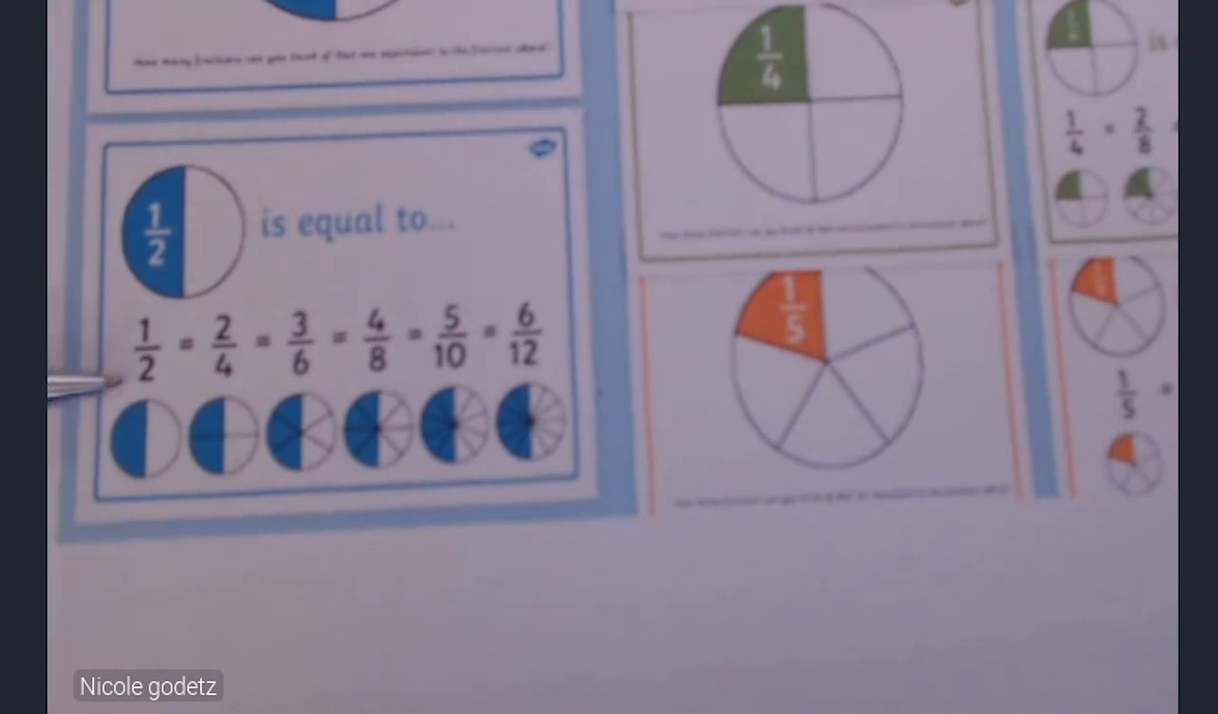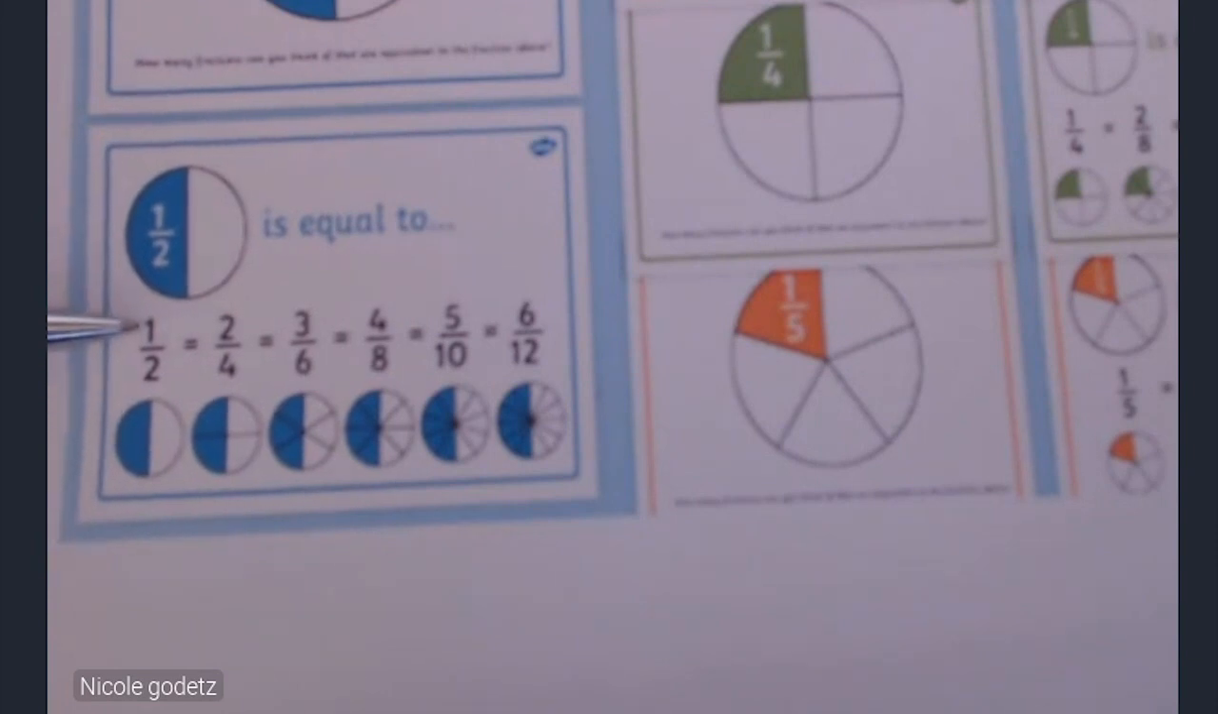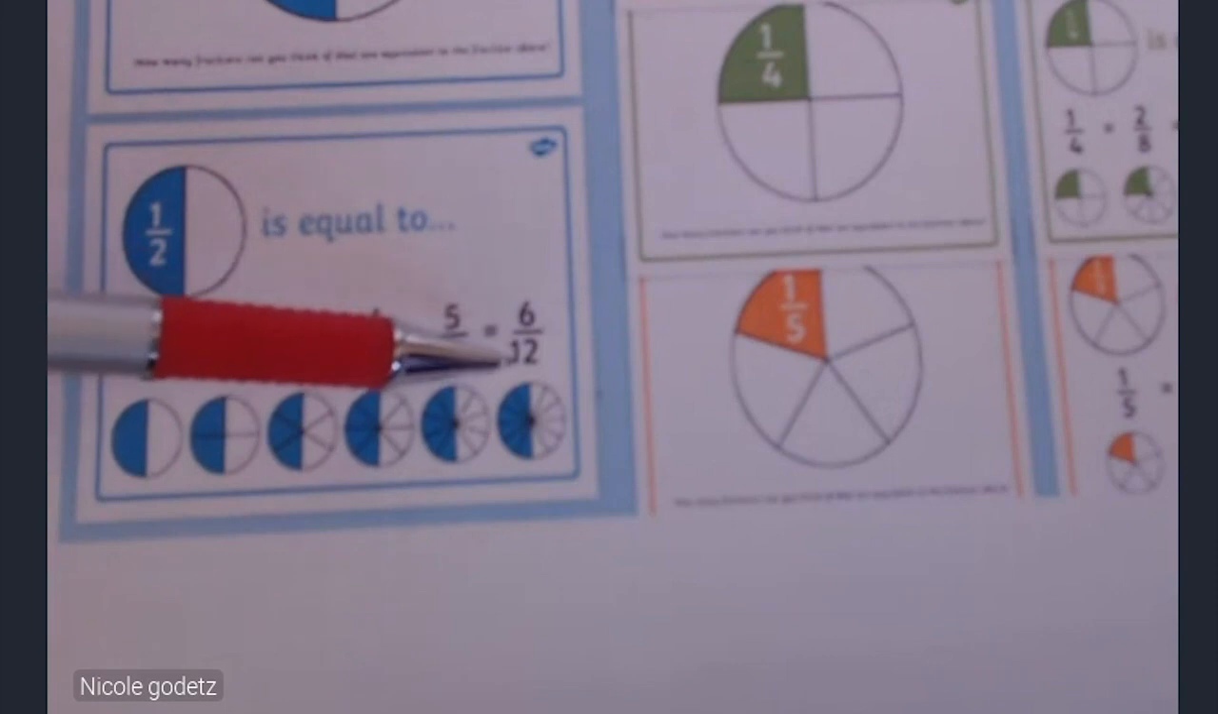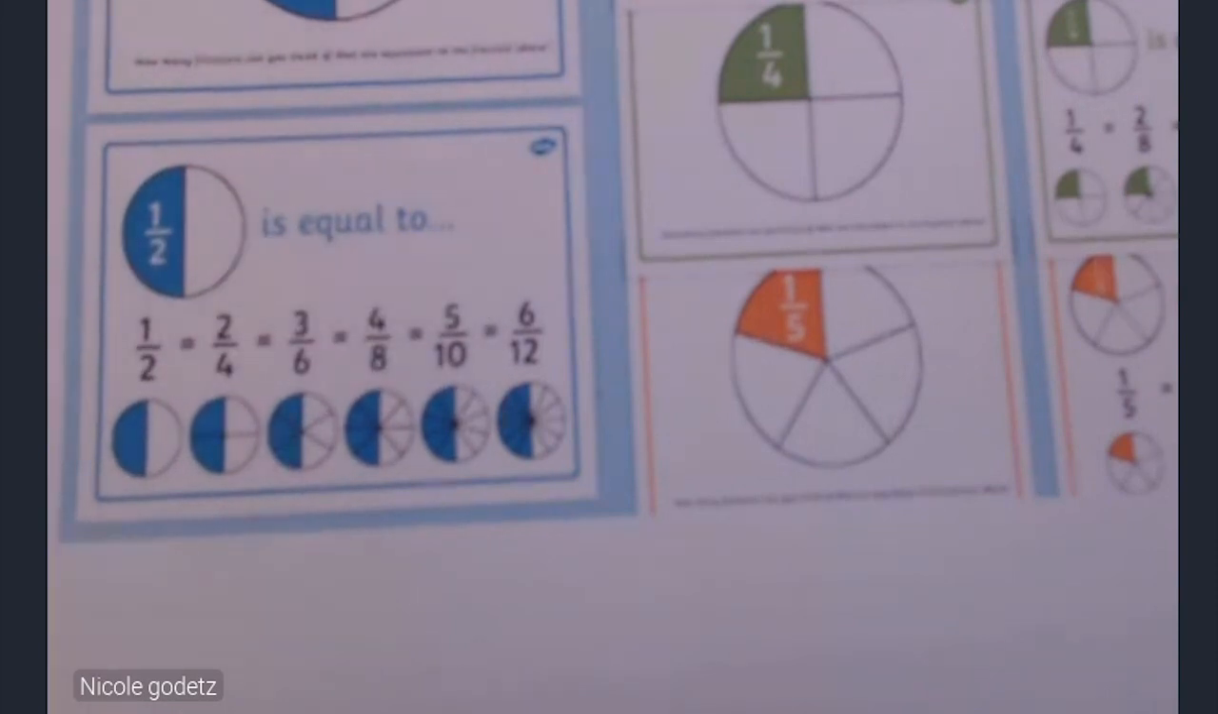Multiples of 2. If we look at the denominator and the numerator, for a half, there's always a relationship of twice as big as the top for 1/2, because it's 2 equal pieces. 1 goes into 2. So the bottom is always twice as big as the top. 4 is 2 times 2. 6 is 2 times 3. 8 is 2 times 4. 10 is 2 times 5. 12 is 2 times 6. There's always that same ratio relationship.